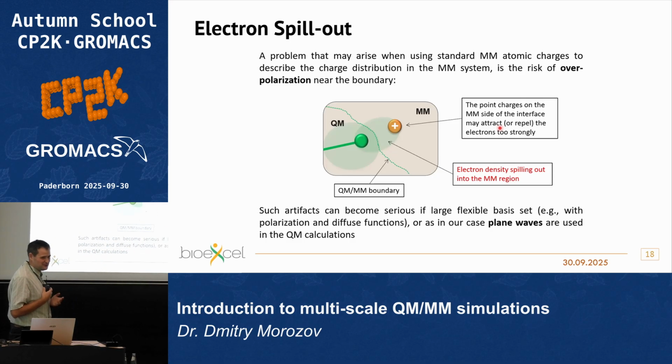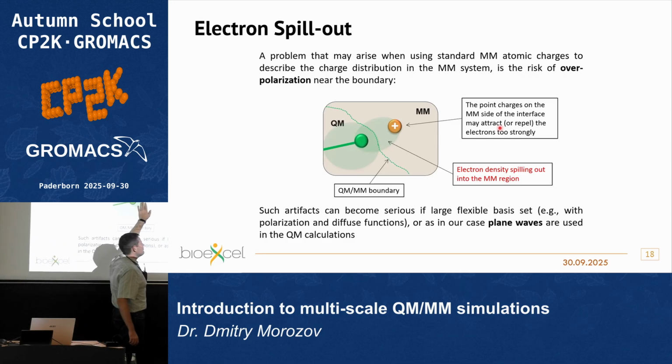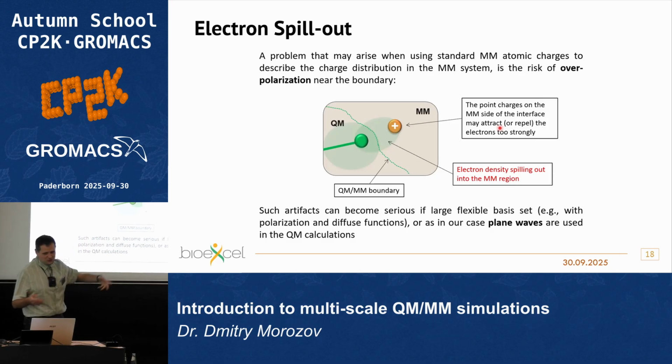Usually it doesn't happen like this. If both of these atoms were QM, you would probably form some bond, or your electrons would also feel the electrons of this atom, and they would repel each other. But here, because you only have a charge, they will try to form an electron cloud around that charge. And these artifacts are especially visible if you use large basis sets.